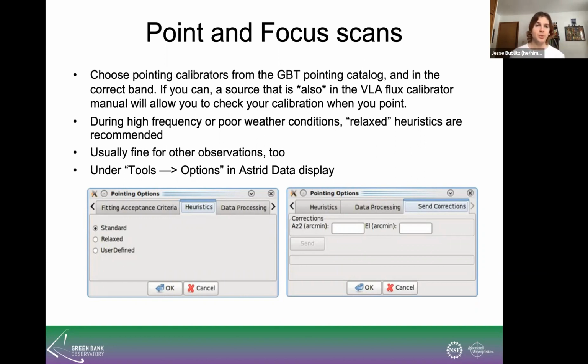Now, when it comes to high frequency or poor weather conditions, you're going to want to generally choose the relaxed heuristics, as Natalie had mentioned in her talk, which you can go under the options menu in the Astrid data display. Of course, relaxed heuristics is also generally acceptable for most other projects.